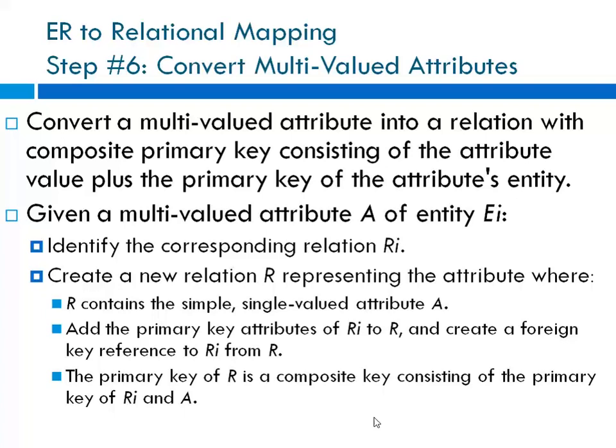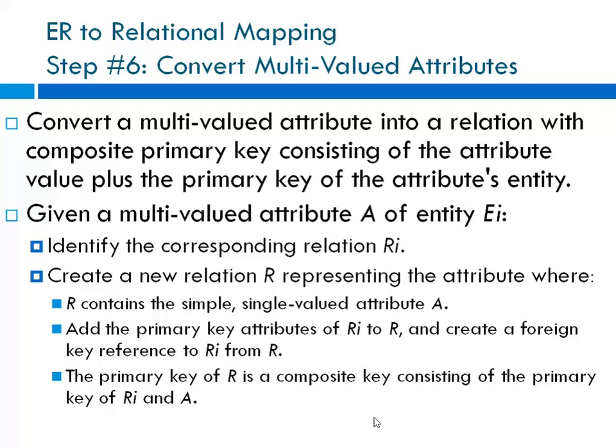Convert a multi-valued attribute into a relation with a composite primary key consisting of the attribute value plus the primary key of the attribute's entity. Whichever multi-valued attribute is there, that value has to be taken into a new relation. We create a separate table for the multi-valued attribute, the primary key of the main table goes as a foreign key into this new table, and the attribute of this new table will be the multi-valued attribute.